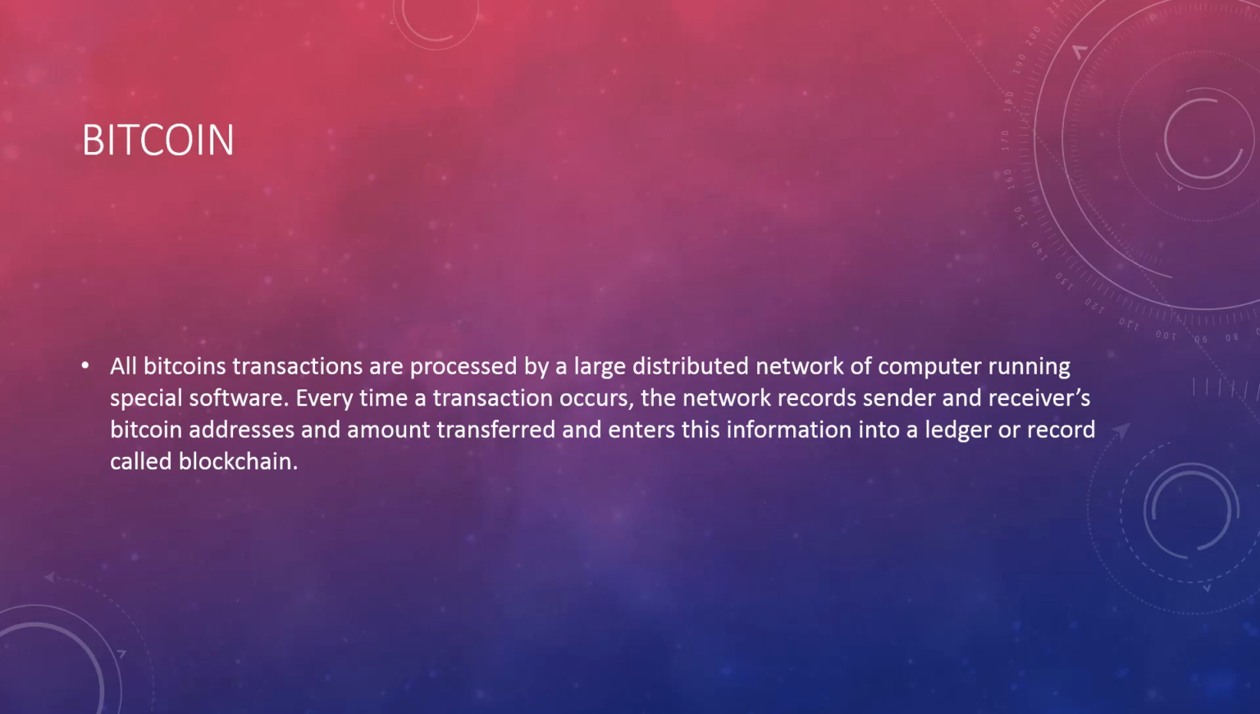All Bitcoin transactions are processed by a large distributed network of computers running special software. Every time a transaction occurs, the network records the sender and receiver's Bitcoin addresses and the amount transferred, and enters this information into a ledger or record called the blockchain.